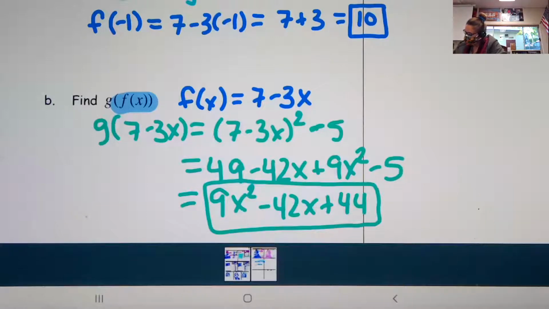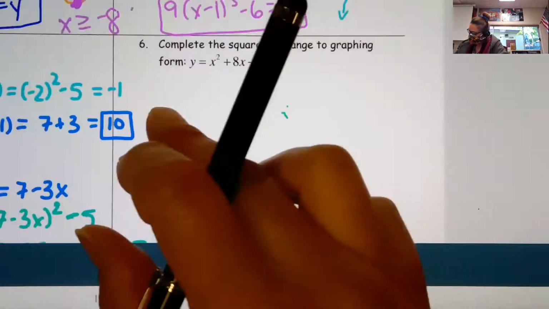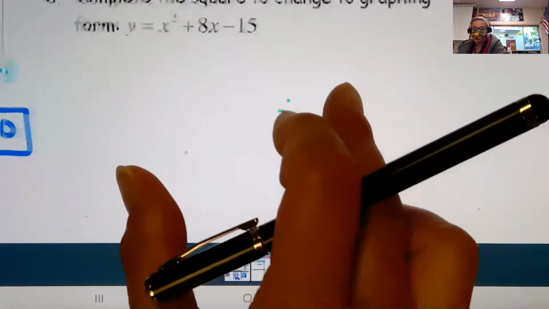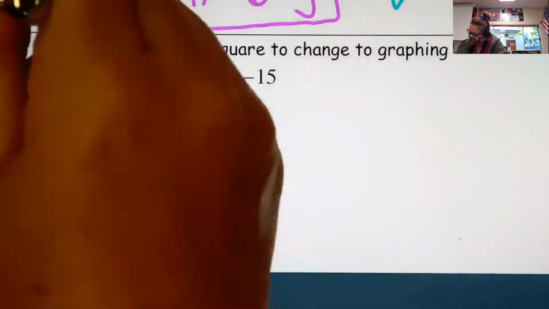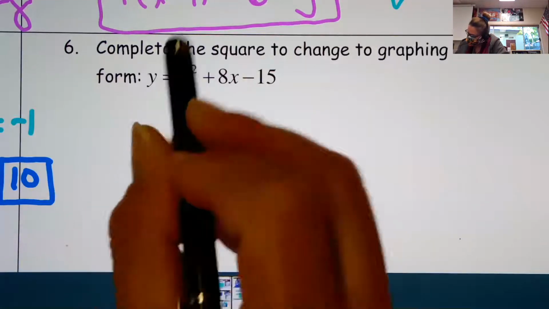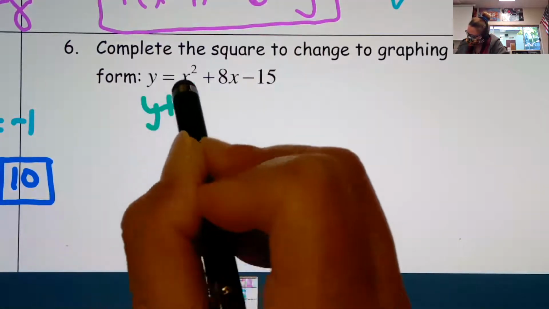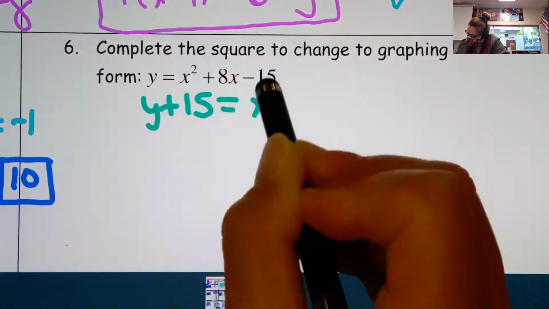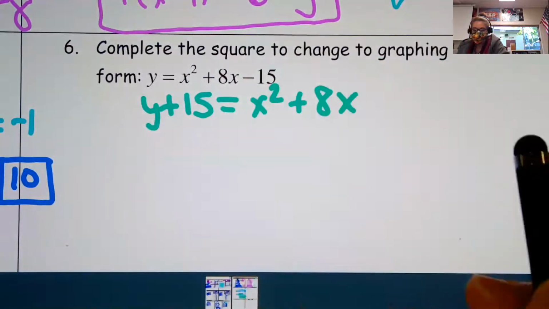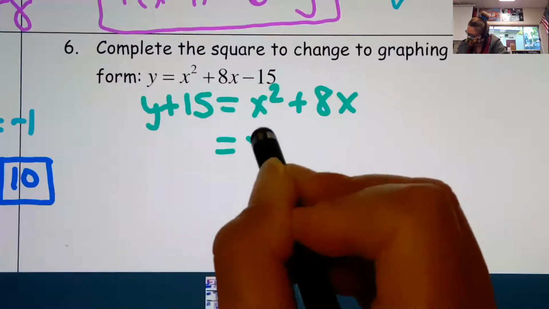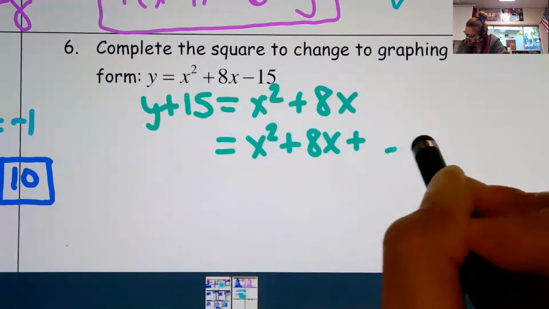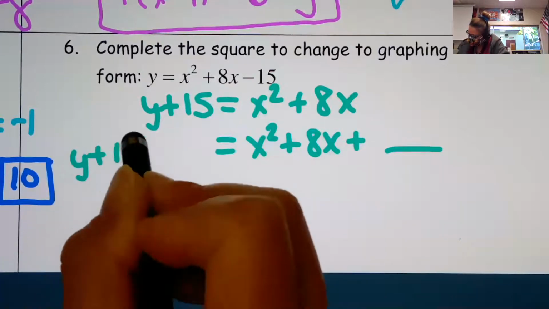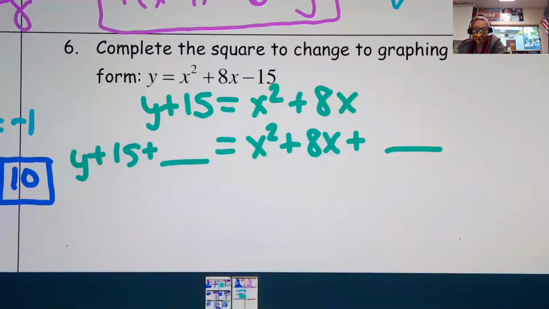Okay, next one, completing the square. So they want us to get this to be in a nice graphing form by completing the square. So first thing I'm going to do is add 15 to both sides. Then I'm going to try to complete this. So I know it's going to be x squared plus 8x plus something. And I'm going to add that same something onto this side.